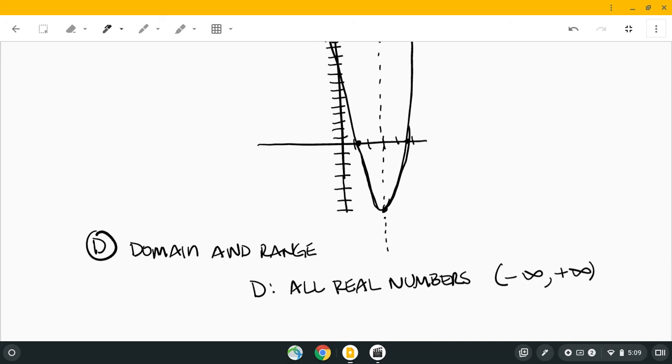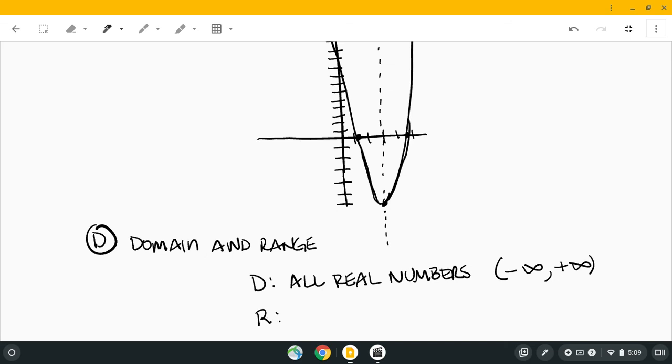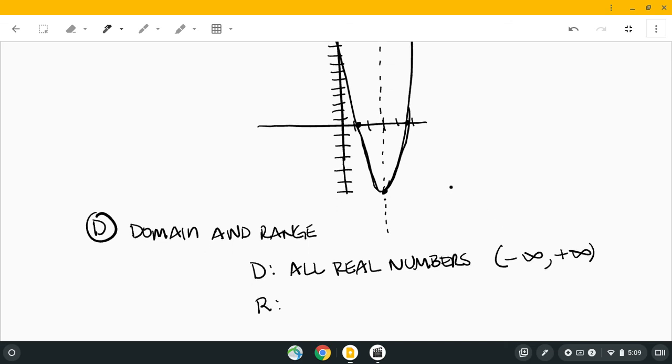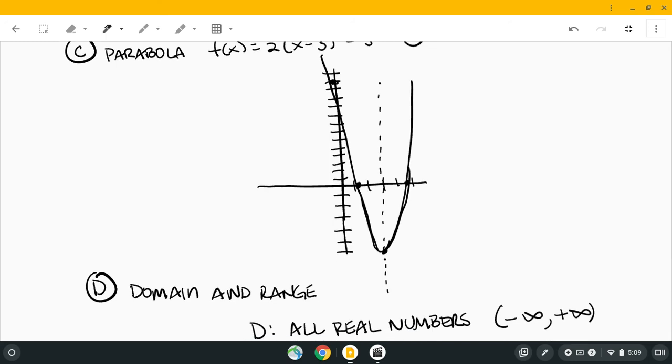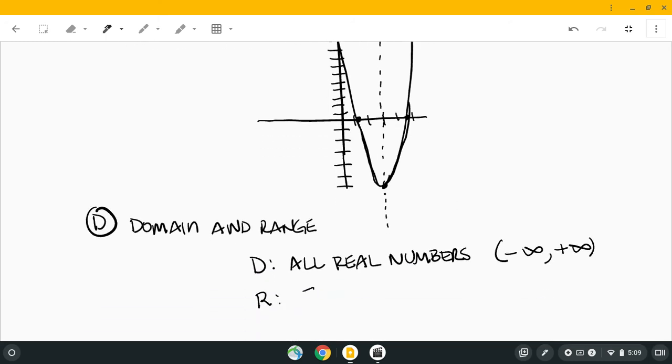All right, your range is not all real numbers. We see that our graph bottoms out right here. So it's everything from here on up. Okay, so, and 1, 2, 3, 4, 5. So that was negative 5. Okay, so our range starts from negative 5 and it goes to positive infinity. Okay, so like negative 6 is not being used, negative 7 is not being used. Okay, and remember, range are the y values.